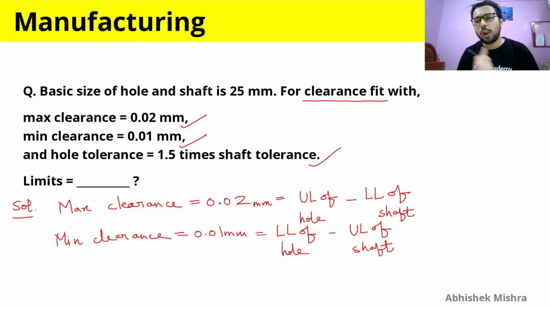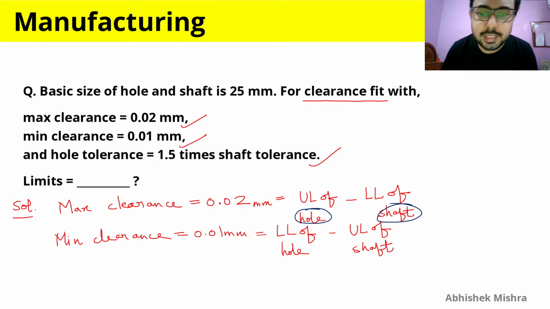Notice in this discussion that when we are writing about clearance, either maximum clearance or minimum clearance, we are subtracting shaft from hole. That is, we are writing the hole first, then we are writing the shaft. Because this is the clearance definition, maximum clearance is the upper limit of hole minus lower limit of shaft. So what is the upper limit of hole? Upper limit of hole is the maximum size of hole, and lower limit of shaft is the minimum size of shaft after we have applied the tolerance.